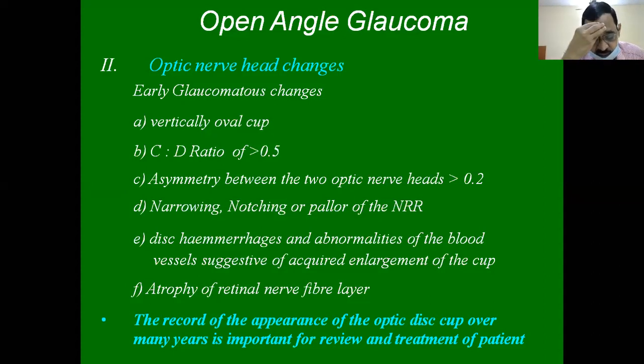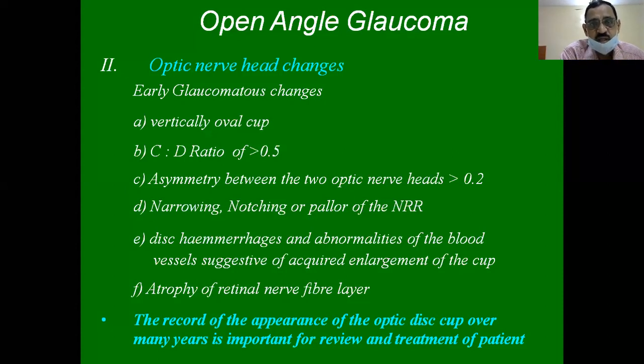Recordings can be done by serial hand drawings, photography and photogrammetry, and confocal scanning laser topography, that is Heidelberg's retinal tomograph. In association with the tomograph, this is accurate, and OCT is another thing. OCT glaucoma is another more sensitive tool, and scanning laser polarimetry and nerve fiber layer analysis. So these are the things which can help us in documenting the various optic nerve head changes. So the patient will have to be followed lifelong.